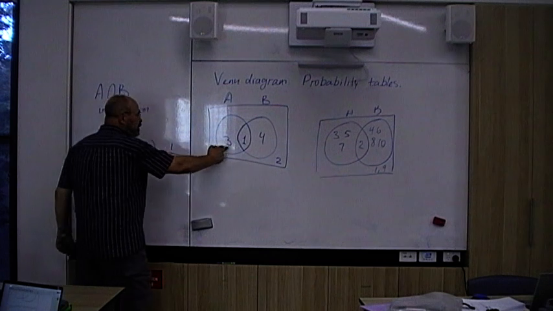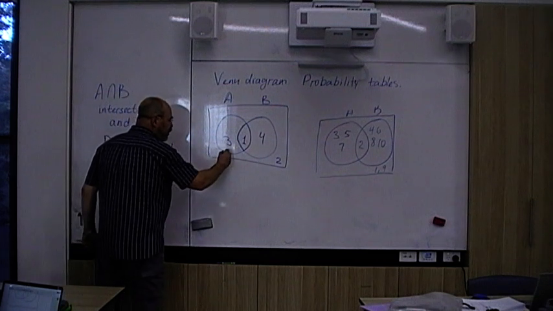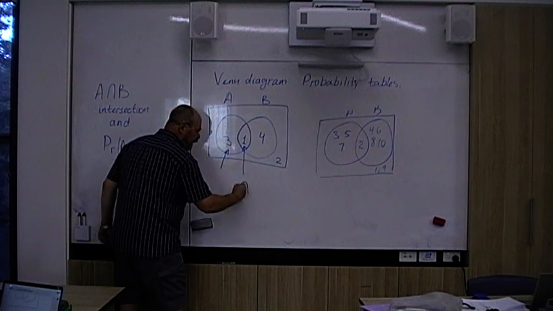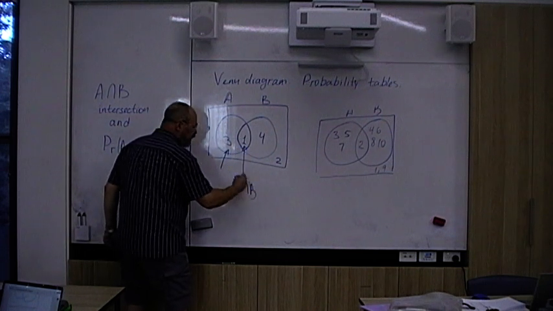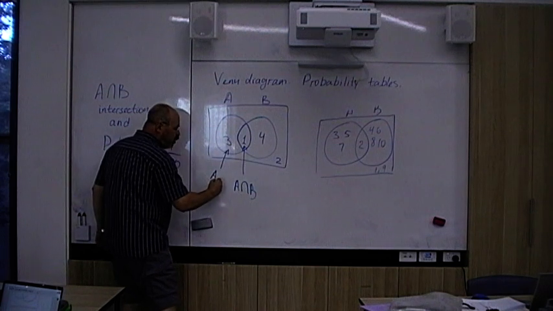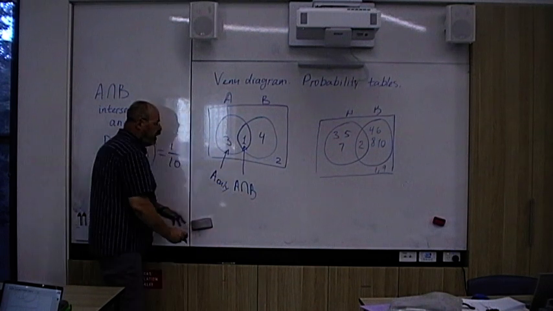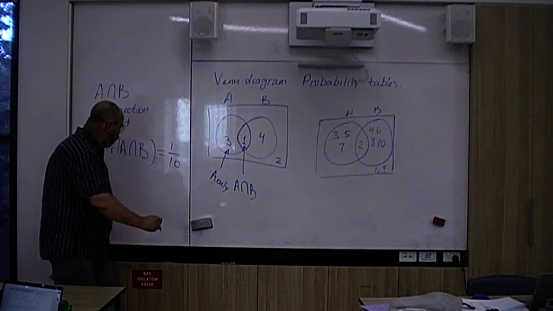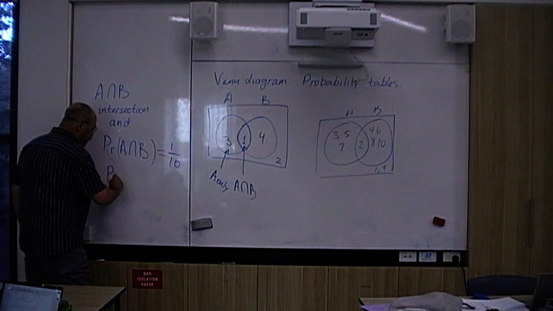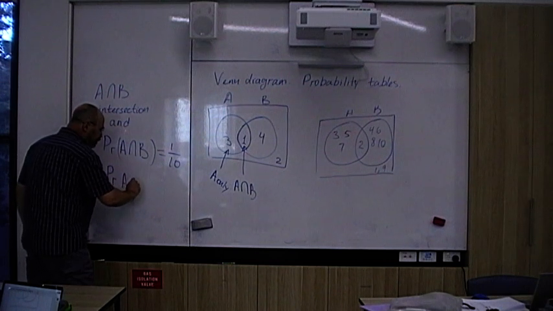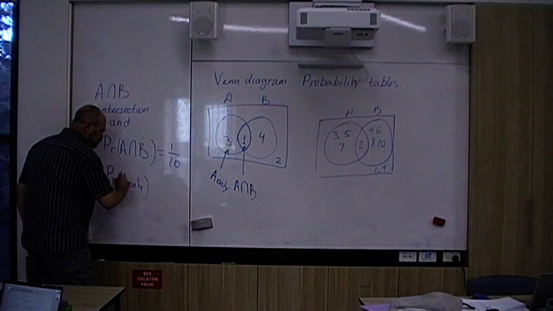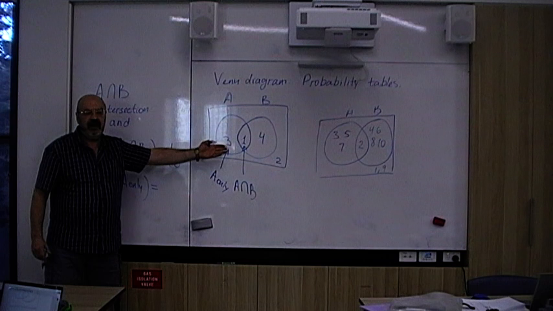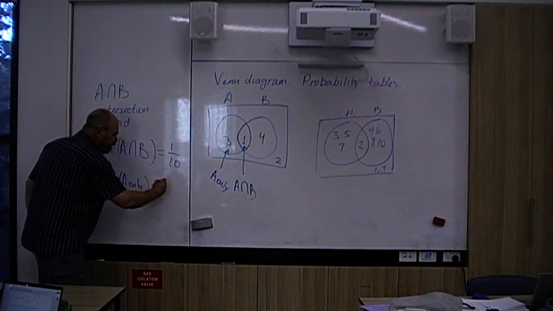Now, this is the intersection, A intersection B. This is A only. So that is only in A, but not in B. What will be the probability of A only? How many numbers do we have in A only? 3 out of 10. Total is 10, so 3/10.